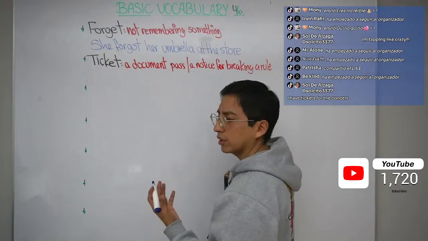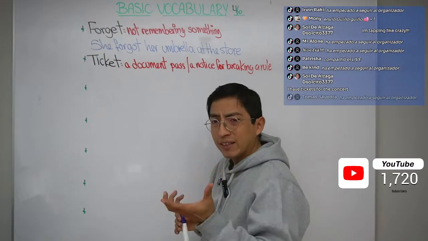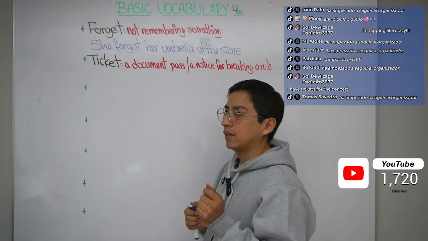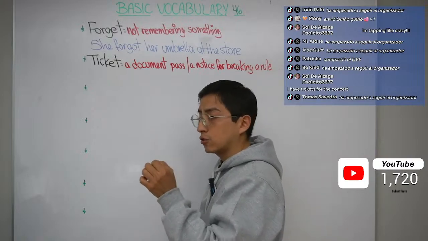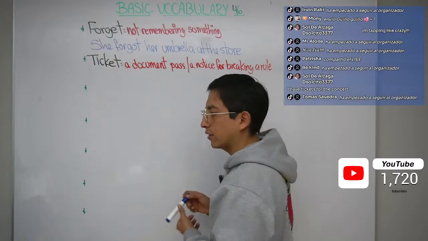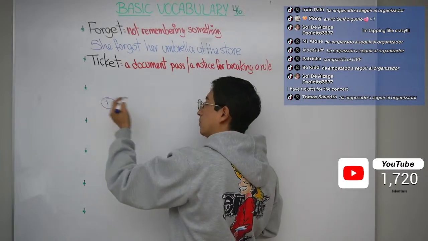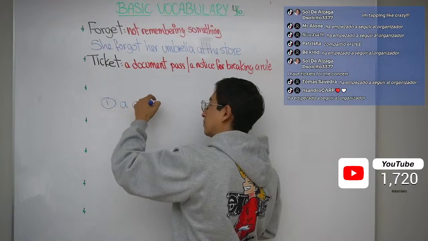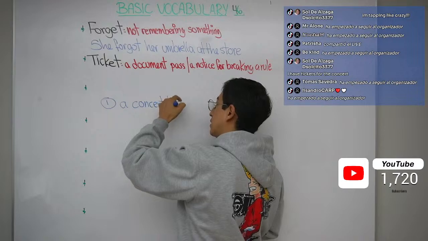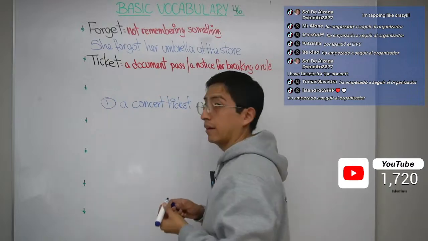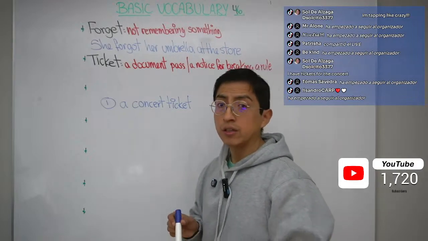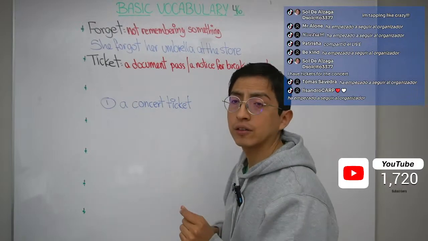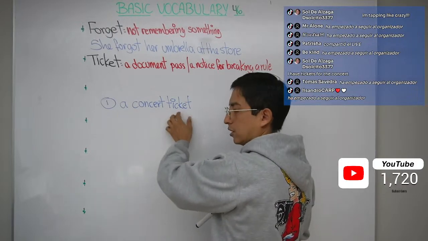Okay, guys, when we're talking about a ticket, remember, it's like a physical or a digital pass, right? Something that you need that allows you to get into an event. So, for example, we have here number one. I'm going to give you some examples here. We can talk about a concert ticket. If you want to go to a concert, you need a ticket. You need to buy a ticket. You need to get a ticket. So we can call this a concert ticket.